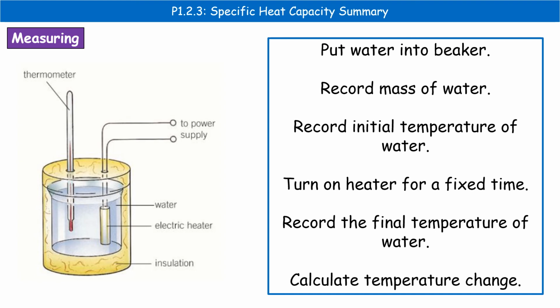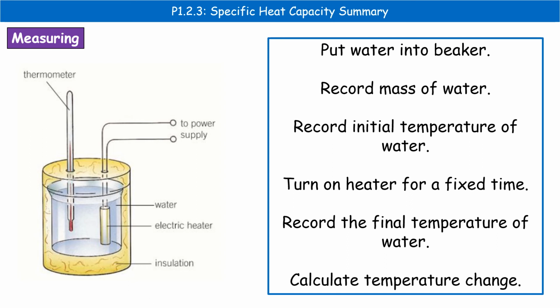Now, the way that we actually do the experiment. We are going to place water of a known volume in our beaker first of all. We record the mass of the water because we need to know mass to calculate specific heat capacity. We then record the initial temperature of the water using our thermometer. We then turn on our heater for a fixed period of time, because if we know the time, then using other information from our heater, we can calculate energy as well.